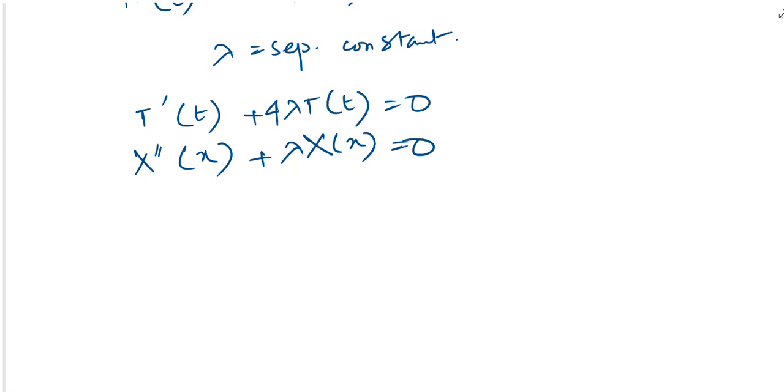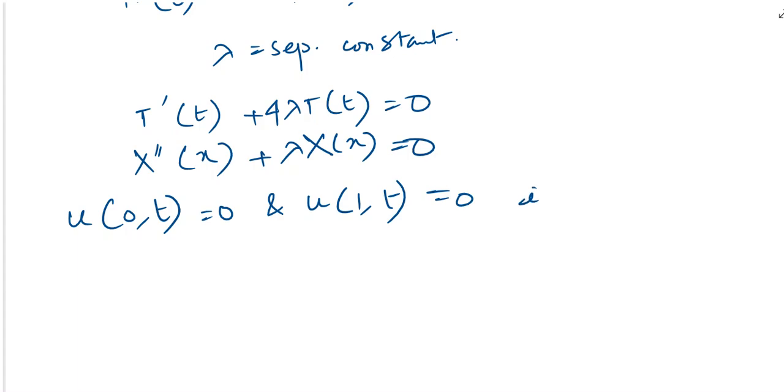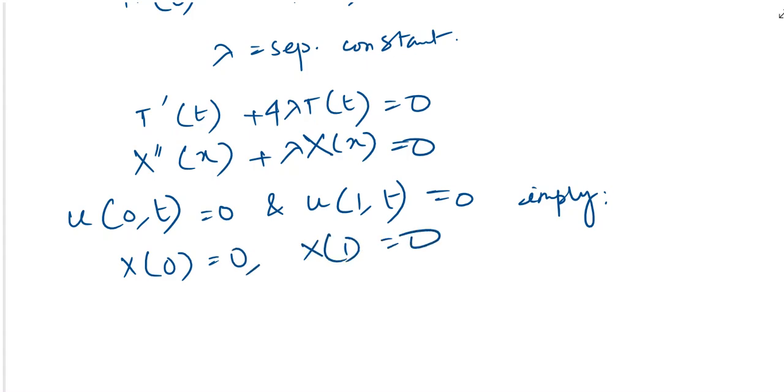So the boundary conditions are u of 0 comma t equals 0 and u of 1 comma t equals 0. That implies X of 0 equals 0 and X of 1 is also 0. So, solving the spatial equation.